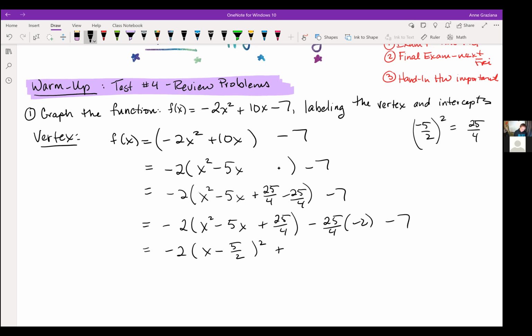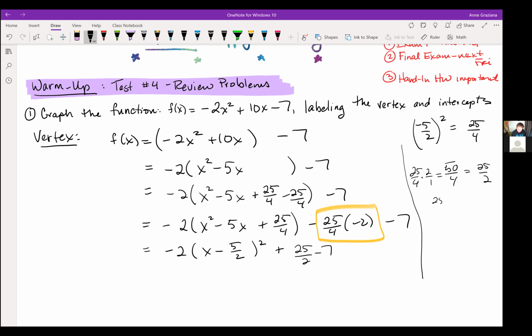And then we're going to add, this is going to be 50/4, when you multiply straight across, but that also is 25 halves. So this right here is actually going to simplify to positive 25 halves minus 7. And, ooh, okay, so we have to do some more fraction work here. That's what makes this tedious, this one.